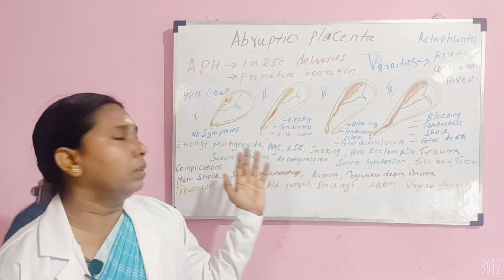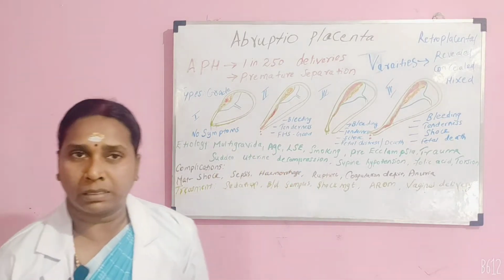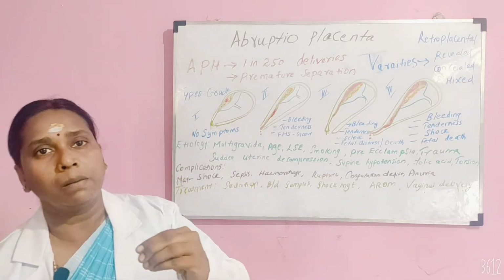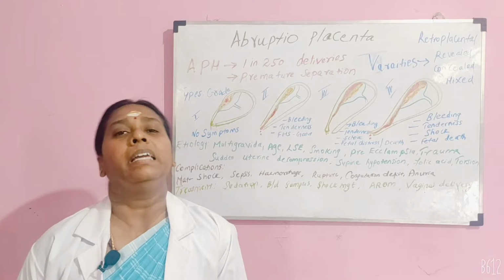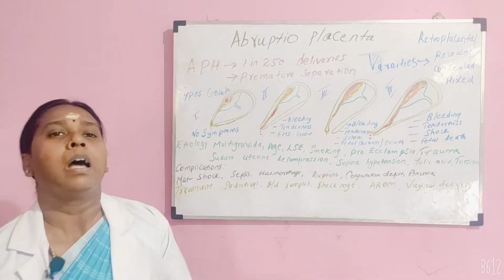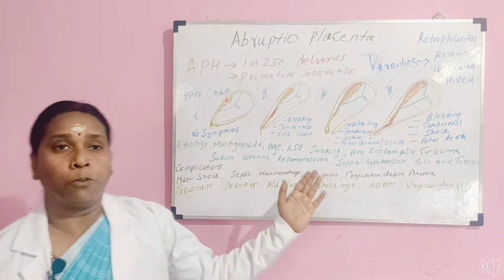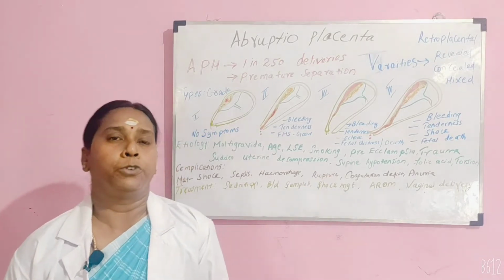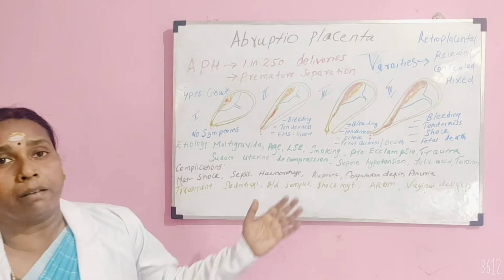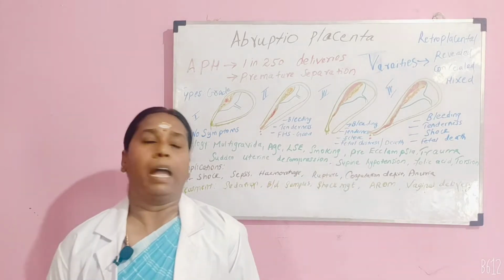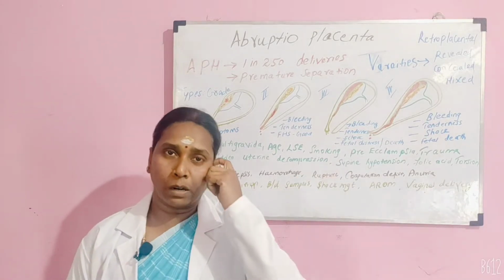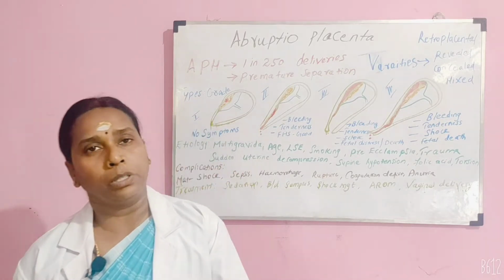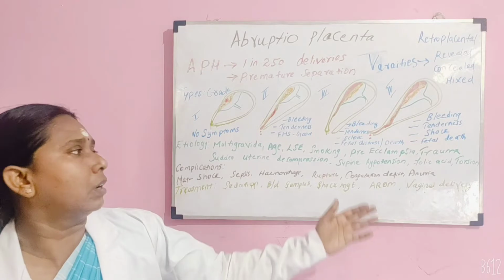Regarding low socio-economic status, their nourishment is inadequate, so the placental perfusion is also insufficient, which may cause abruptio placenta. Then we have smoking. Smoking again causes decreased perfusion to the placenta, leading to the condition. Then we have preeclampsia. Again there is inadequate perfusion to the placenta, so it causes abruptio.